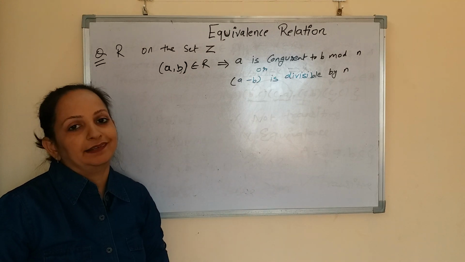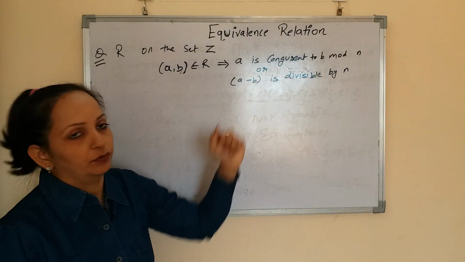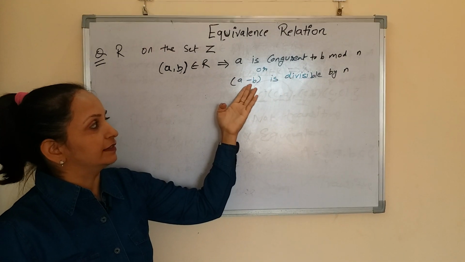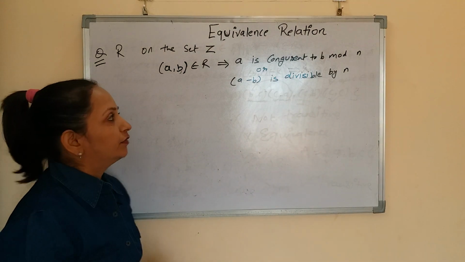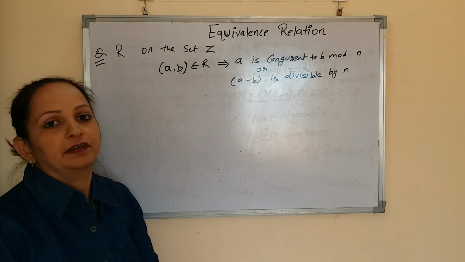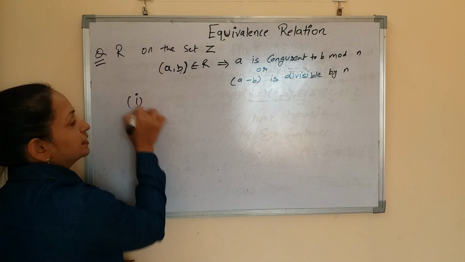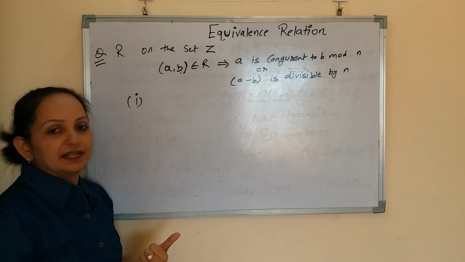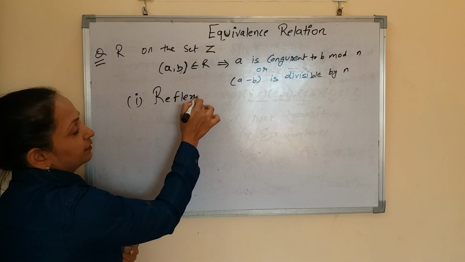You can get it in either way in your question paper. Either it is written as A is congruent to B, or it is written as A minus B is divisible by n. That is the same thing. So we have to check if the given relation is an equivalence or not. So very firstly, let's start with the first condition, that is reflexivity. So we are going to check if the relation is reflexive or not.